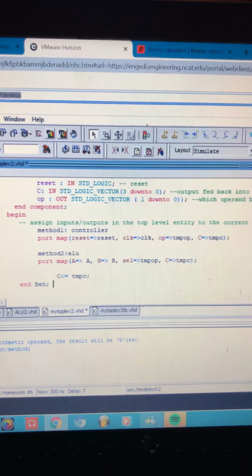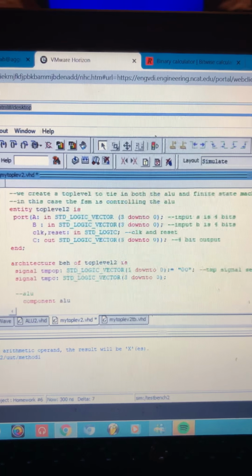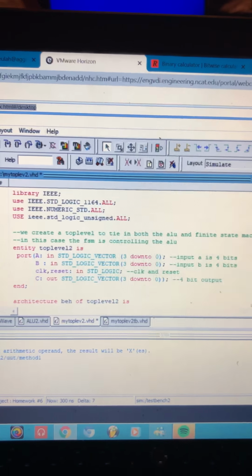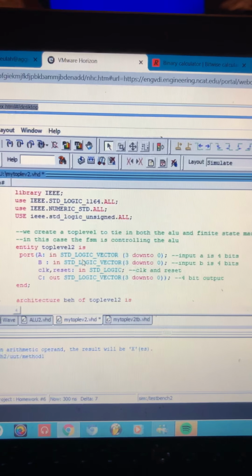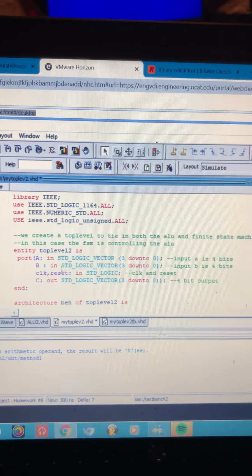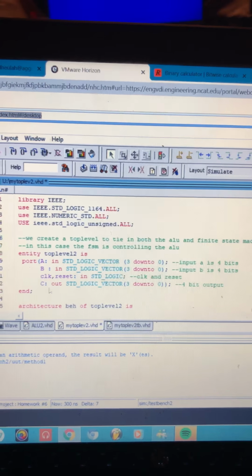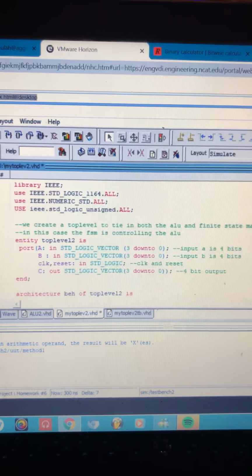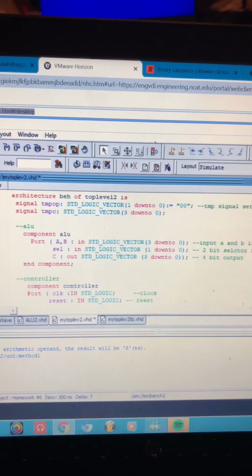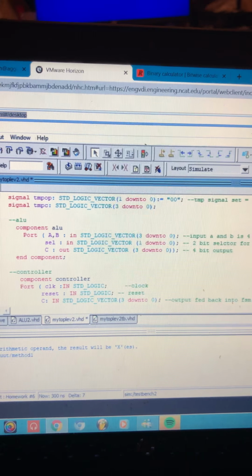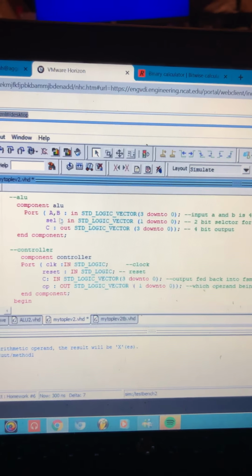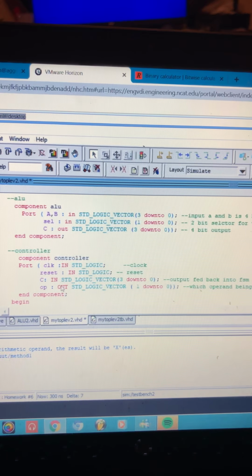So here at my top level, I take both entities and tie them together. So here I have A and B as my inputs, my clock and my reset as my inputs that both come from my ALU and my controller, and C as my output. And then I have the architecture of my top level where I have both entities as a component. Here's my ALU component and my controller component.